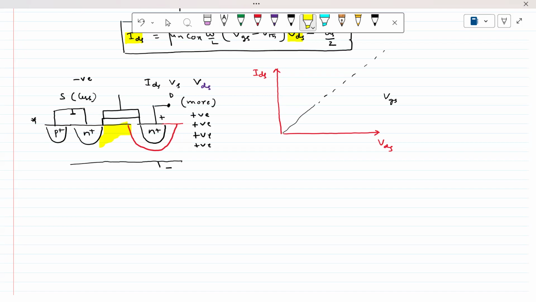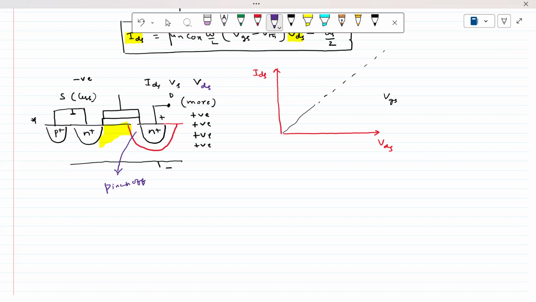Especially near the drain, you can see there is no channel at all. What we call this phenomenon is pinch off. Pinch off occurs near the drain. So what is pinch off? Pinch off is nothing but there is no inversion charge near the drain because of the more and more positive potential we are applying at the drain.